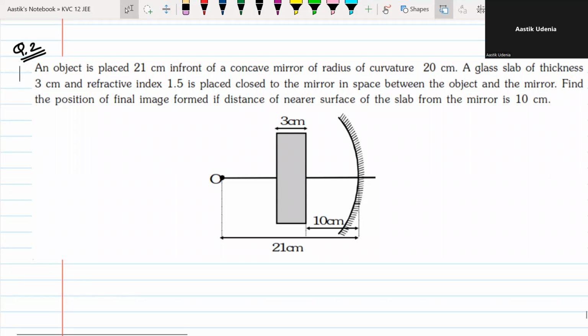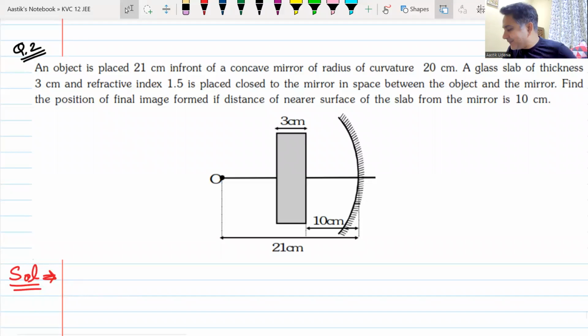Sir, 20, sir. Yes, beta? 20, sir. 20 from the mirror. Okay. A small difference. And why is that small difference coming? 21, sir. In the first question that I told you, there was no. Okay. Let us wait for the other answers.